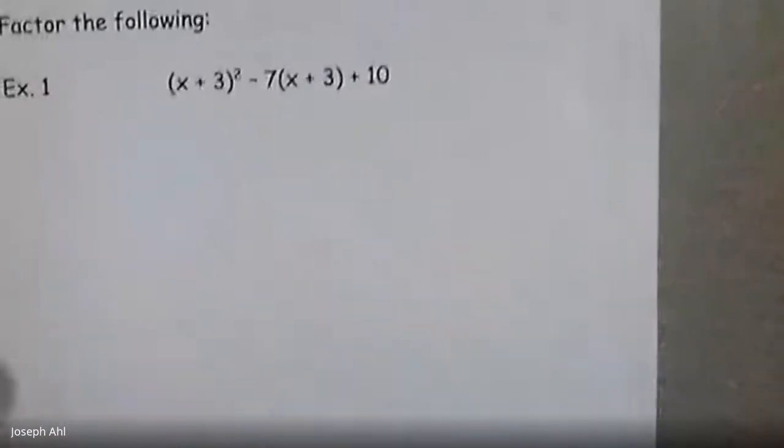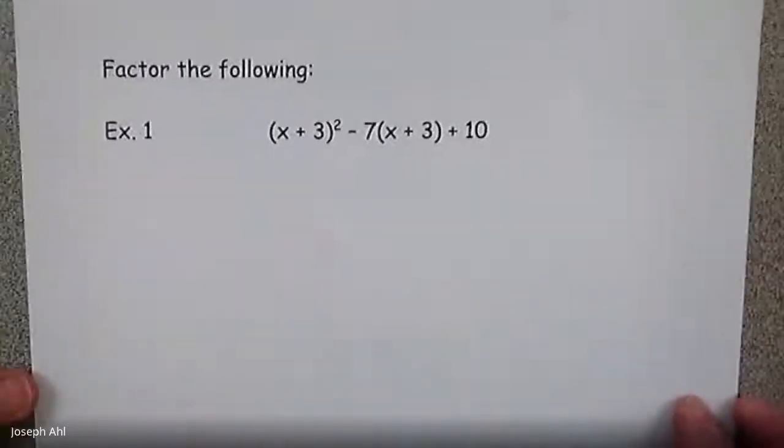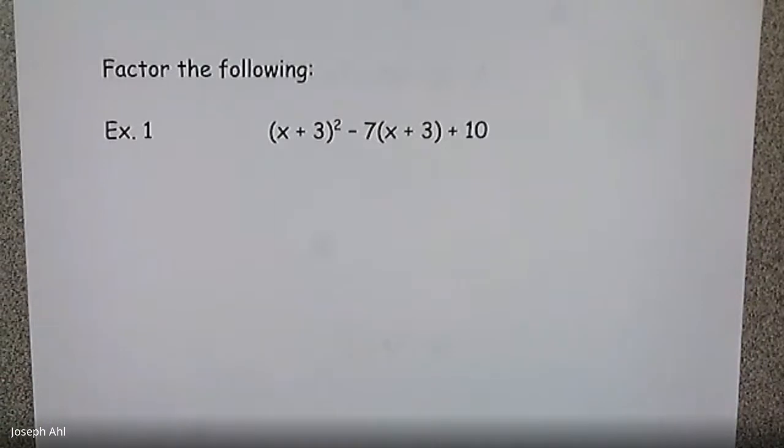All right, moving on from there, we're going to do a little bit more factoring today, and then that's it for Algebra Review Day 2. So here's an example where we have x plus 3 squared minus 7 times x plus 3 plus 10.